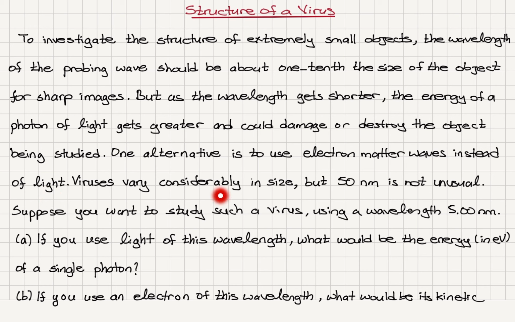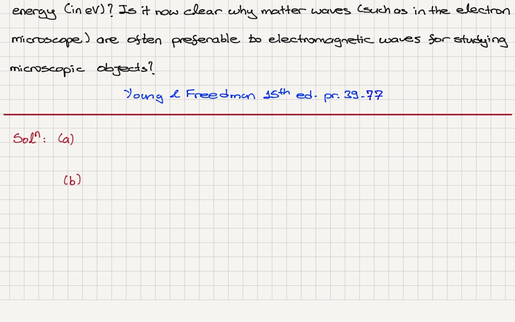Viruses vary considerably in size, but 50 nanometers is not unusual. Suppose you want to study such a virus using a wavelength of 5 nanometers. Part A. If you use light of this wavelength, what would be the energy in electron volts of a single photon? And part B. If you use an electron of this wavelength, what would be its kinetic energy in electron volts? Is it now clear why matter waves such as in the electron microscope are often preferable to electromagnetic waves for studying microscopic objects?